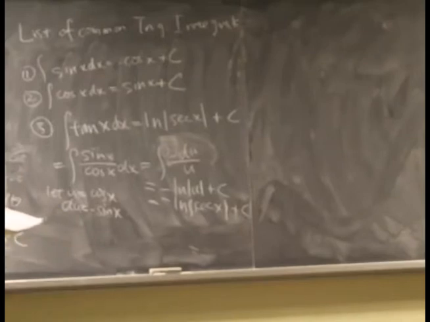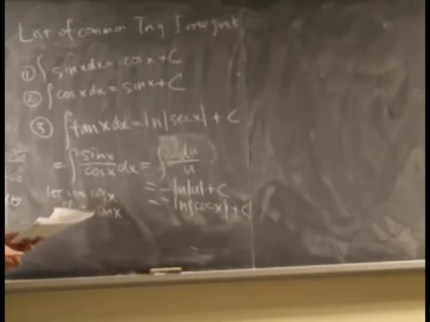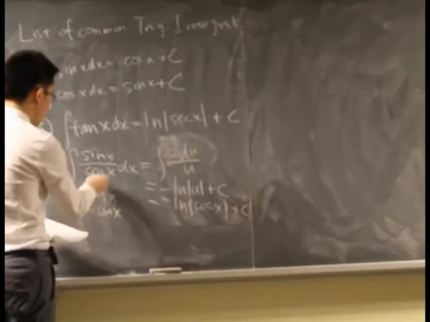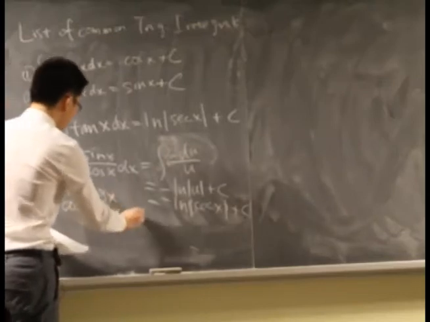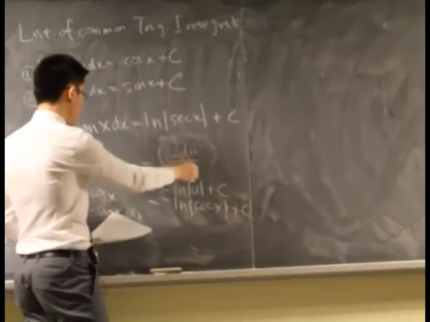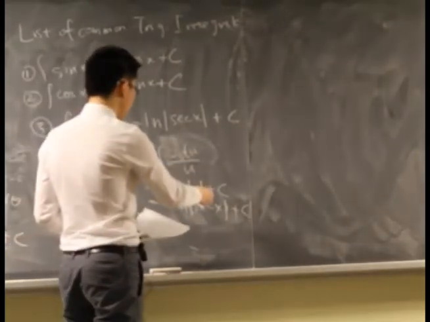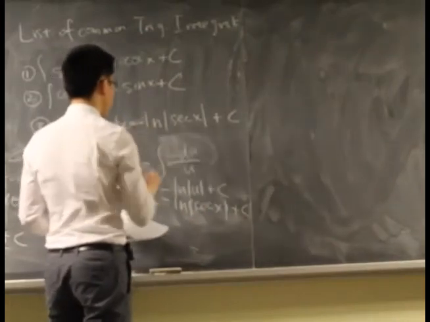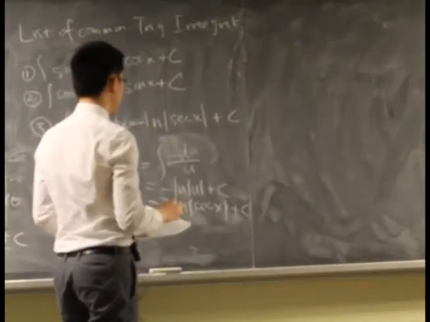Can you guys spot an error in this integration right here? u equals cos x and du is equal to negative sine x dx. It's fine, and right here negative du over u, which is negative ln u plus c. So I think I was missing a negative sign in the beginning.